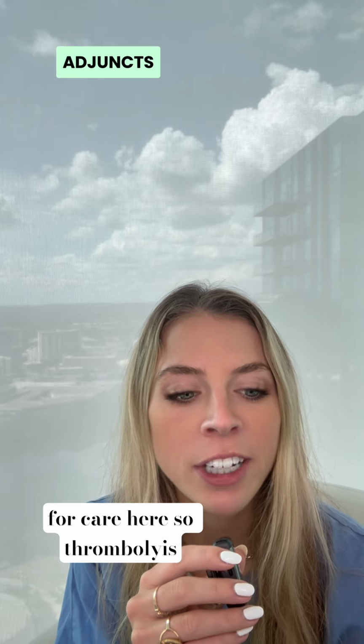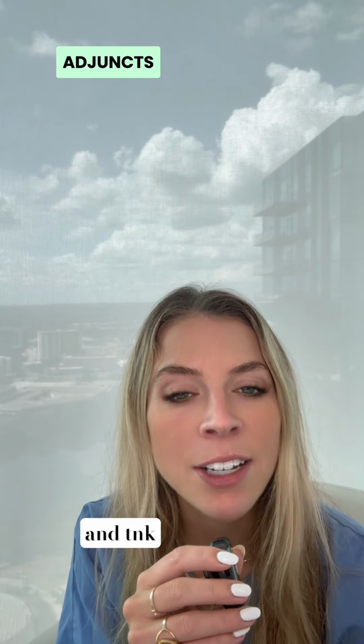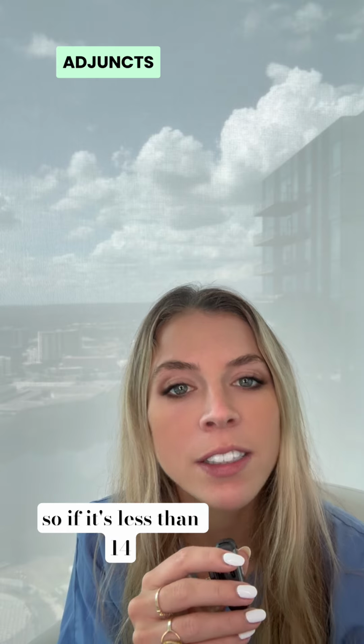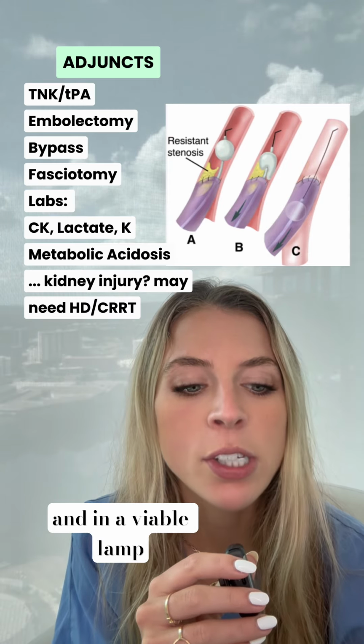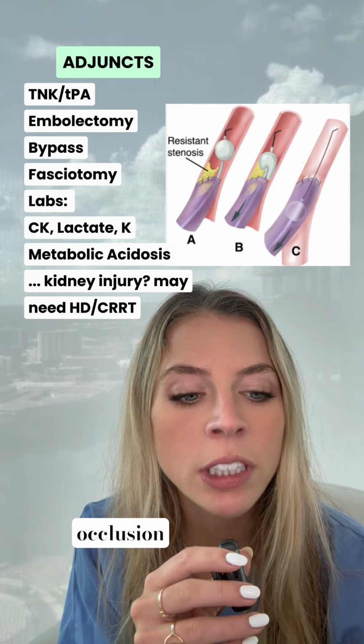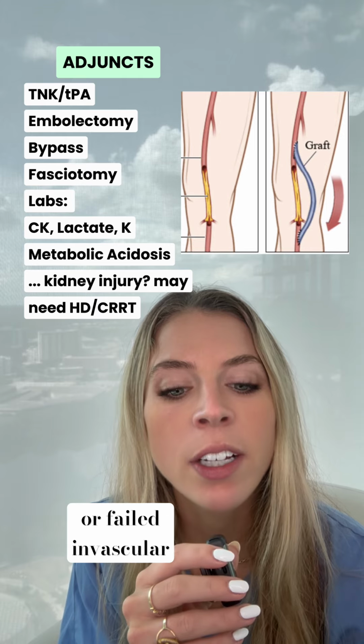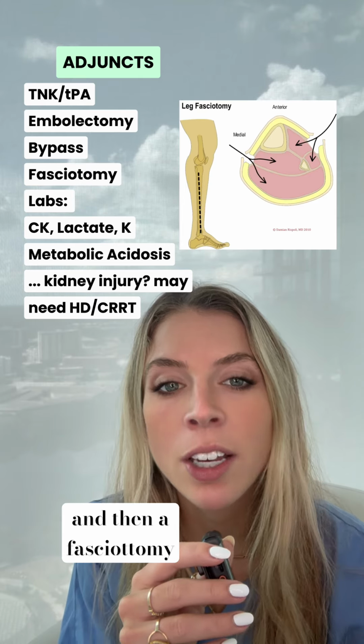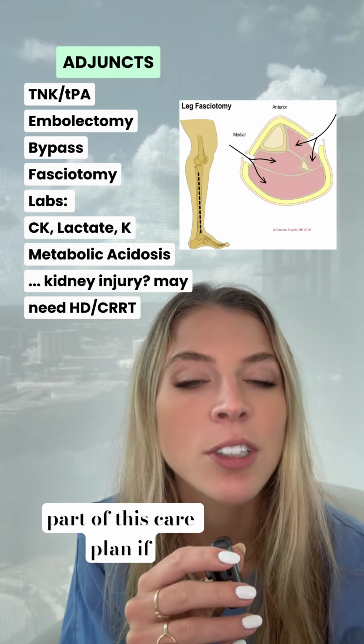What are your adjuncts for care here? So thrombolysis, like TPA and TNK, do have a role here for a fresh thrombus. So if it's less than 14 hours and in a viable limb. Also, an embolectomy for an embolic occlusion, a bypass if there's extensive thrombosis or failed endovascular approaches. And then a fasciotomy is also often part of this care plan if there's a reperfusion injury.